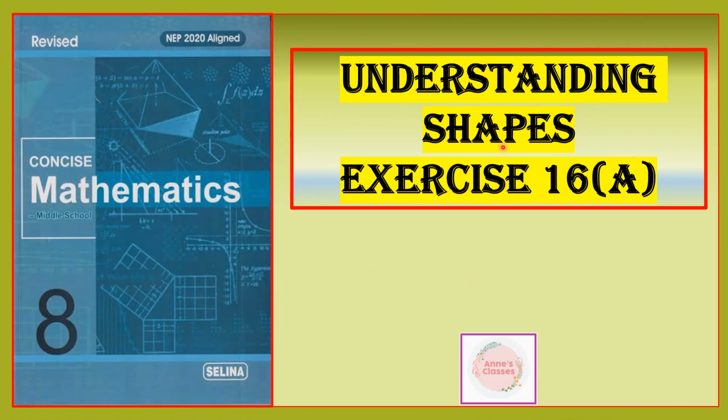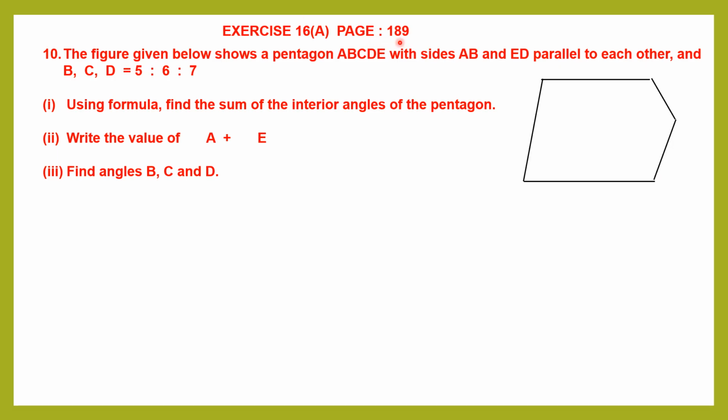Let's do understanding shapes. That is chapter 16. We are doing exercise 16a, page number 189, question 10. The figure given below, that is this figure, shows a pentagon ABCDE. Pentagon means a polygon that has 5 sides.